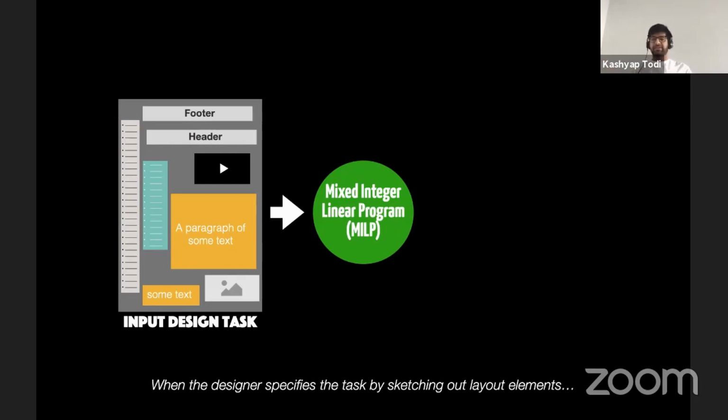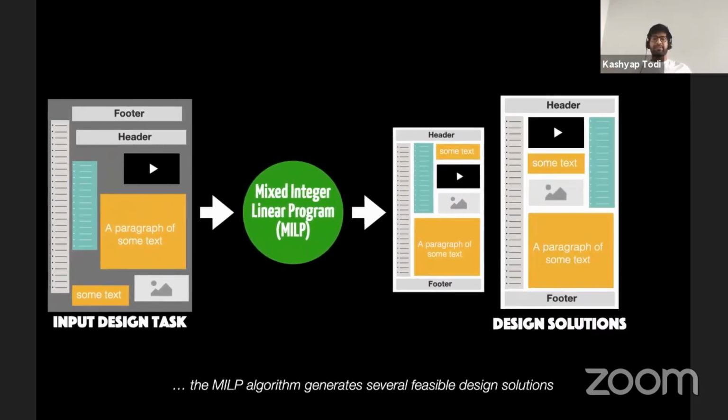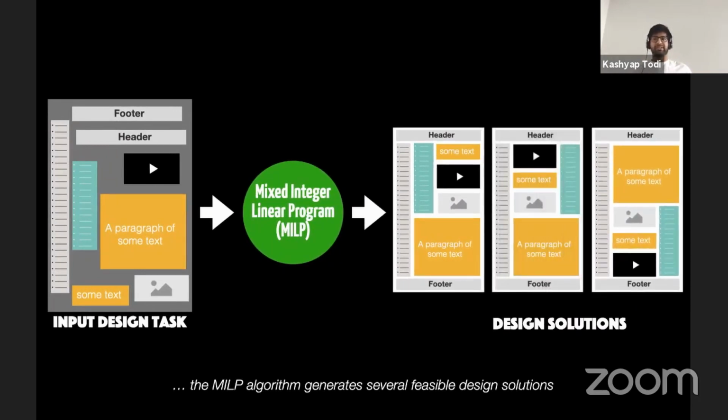This system actually takes this as input, and what it does is generate different design solutions and provides these as suggestions to the designer. So you can see for the given task on the left-hand side, the system has generated 3 different unique designs that are slight variations of each other.